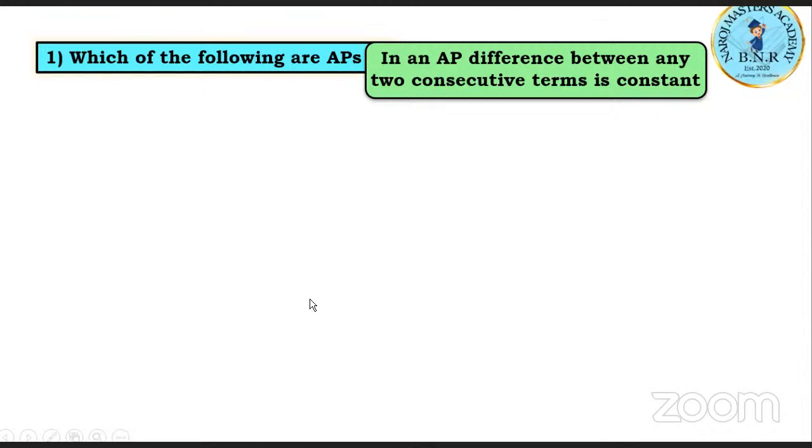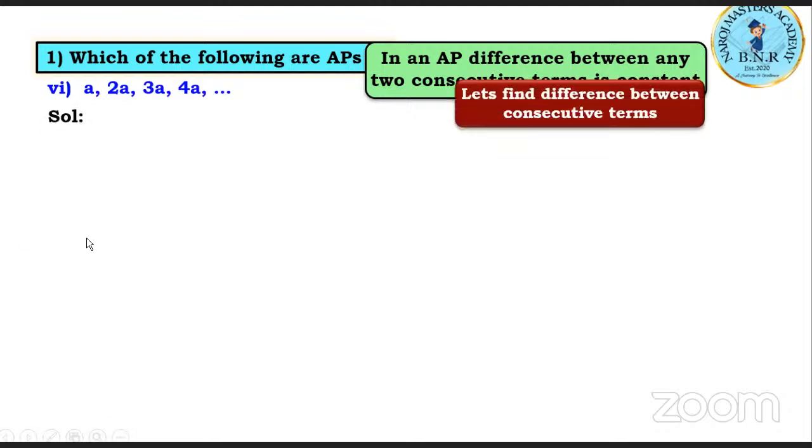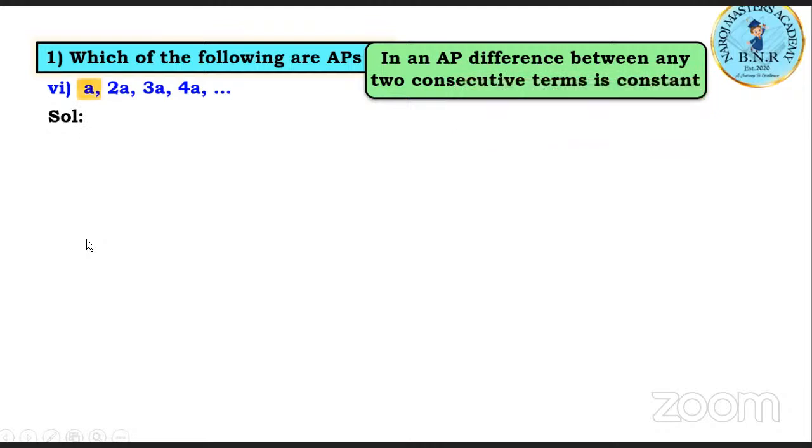So very easy answer. Can you say for this, what is our first step to identify here? For A1, A2, A3, A4, and so on. What is the value of A1 here? A. A2 is? 2A. A3 is? 3A. Very good. A4 is? 4A. Very good. Then what is the next step?